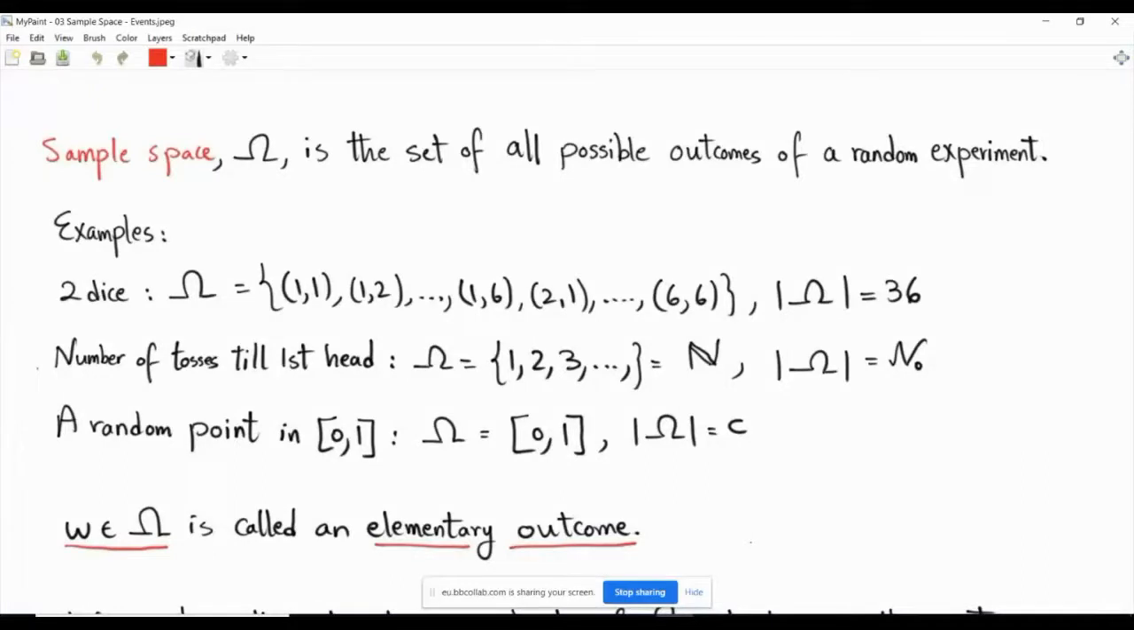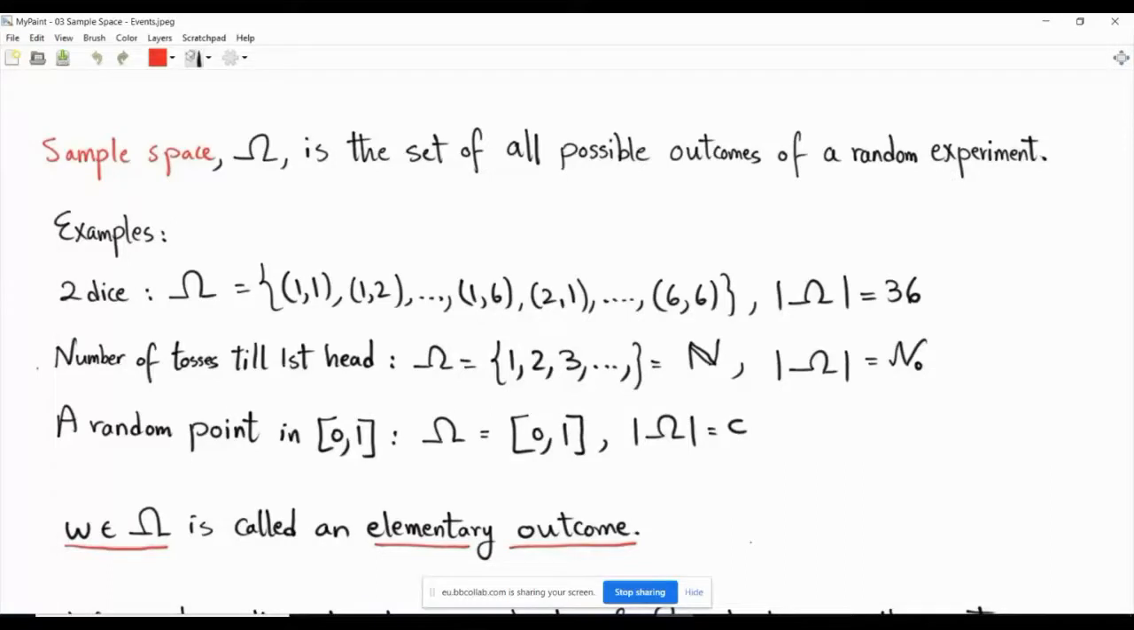Sample space. So probability, or formally we say probability space, is composed of three things. First, something called the sample space, which will be my topic now. Then something else called the sigma algebra, and the third component is the probability measure. So formally speaking, a probability space has three components: sample space, sigma algebra, and a probability measure.